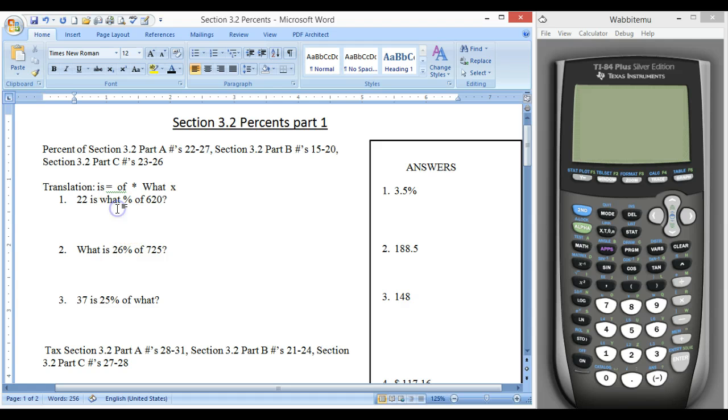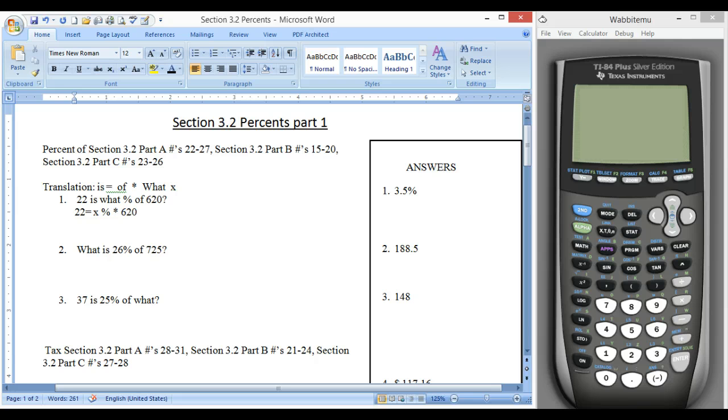So our first question states, 22 is what percent of 620? So we take this English sentence and we translate it into the math symbol sentence. So I'm going to take it straight for what I read. I'm seeing 22 first, so I write 22. Is, I translate that to math, which is a symbol of equals. What? I don't know what is, so I'm going to put in a variable, and we're just going to use X. What percent, that stays the same. Of means multiply, and 620 stays 620. There we go, we have our sentence now. 22 equals X percent times 620.